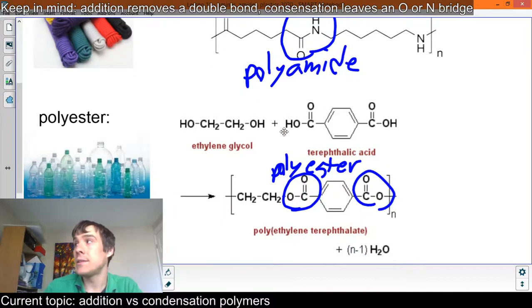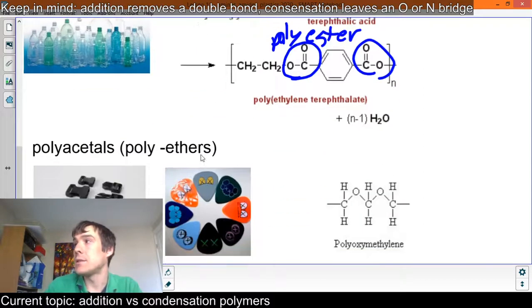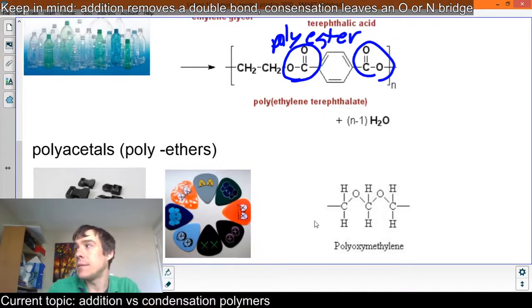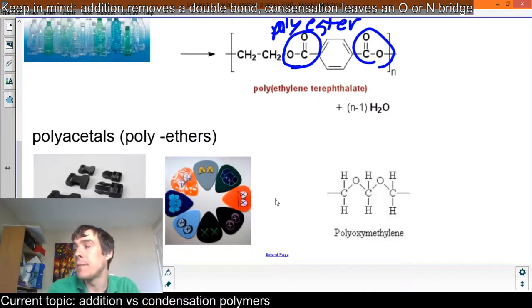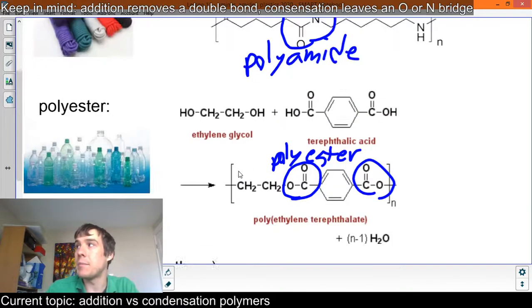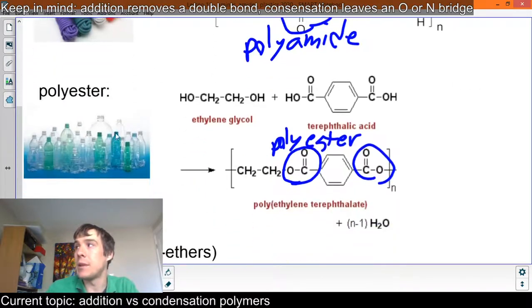You can get polyesters, various polyesters. Like my shirt has polyester in it. You get polyacetals as well, which are like polyethers. So like the stuff that's on backpack clips or guitar picks, anything that needs a little bit of flexibility but still be tough. It's made of this stuff, polyoxymethylene. Your typical PET bottle, polyethylene terephthalate, which is always a fun word to say, is made out of a polyester. Nylon's made out of a polyamide.